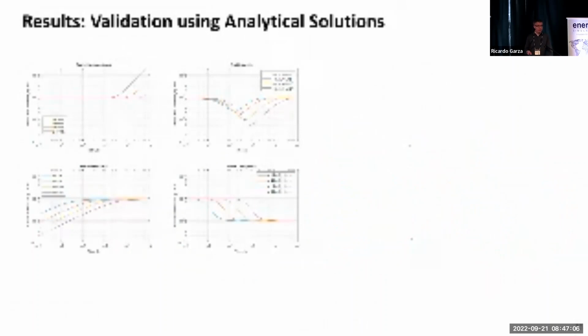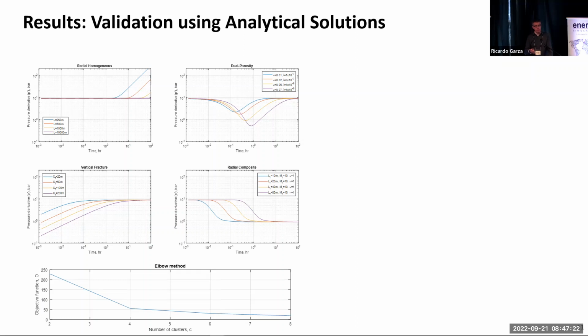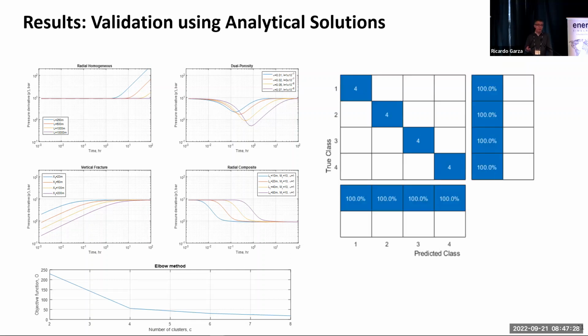We validated this approach using analytical solutions for different fracture geometry well-test behavior, from radial homogeneous drawdowns all the way to radial composite drawdowns to porosity behaviors. For this, we know that we would get 4 different clusters out, and we used an elbow method. We got these 4 clusters out, and we did a confusion matrix to check that the predicted classes match the true classes, and it all works nicely.